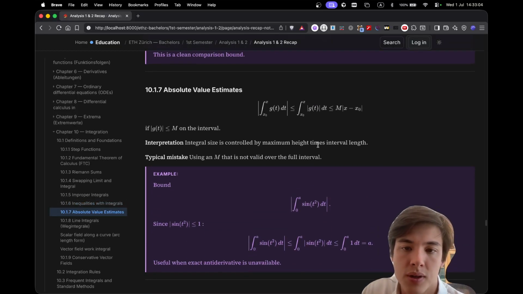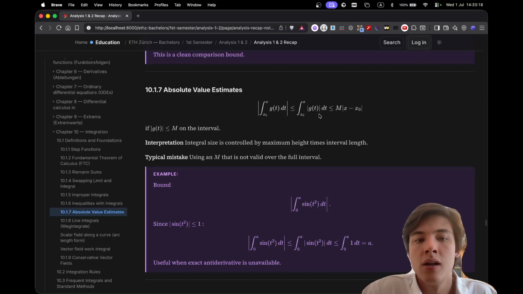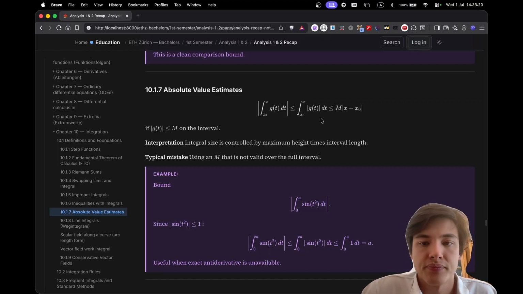I'm gonna skip it. Absolute value estimates. The absolute value of the integral is smaller or equal to the integral of the positive values. And if it's smaller than m, then you can write it as that.